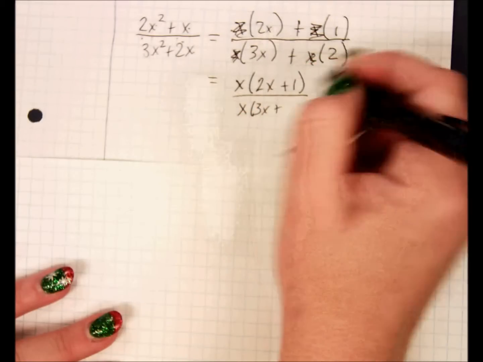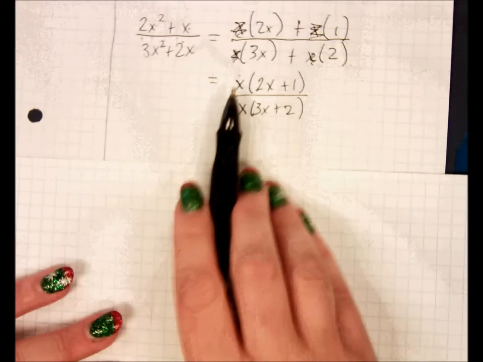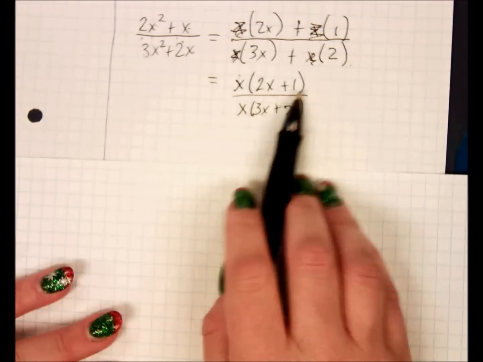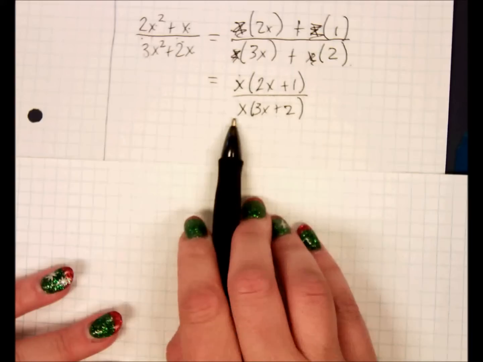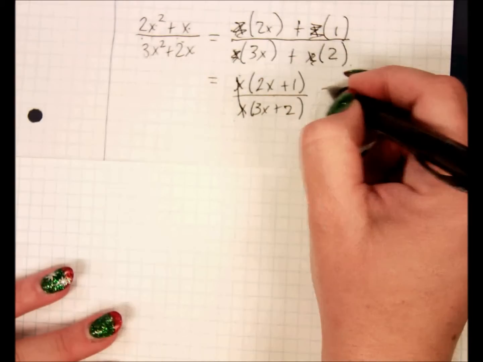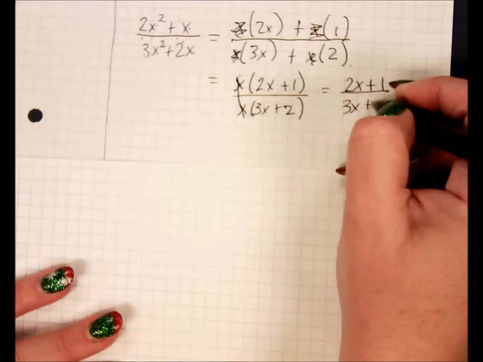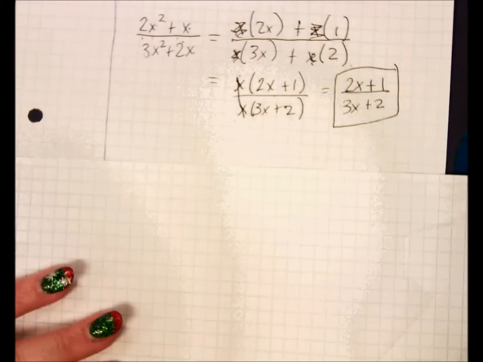x, 3x plus 2. Again, multiplication. This is one number times another. This represents a number. One number times another. So this is 1, x divided by x. So my final answer is 2x plus 1 over 3x plus 2. And I can't take anything else out of that problem.